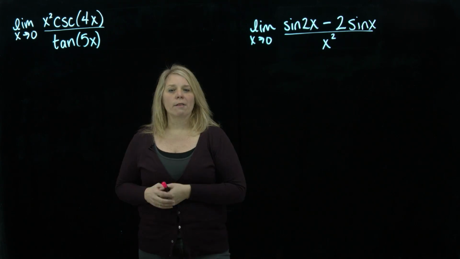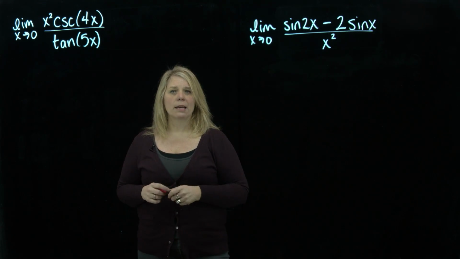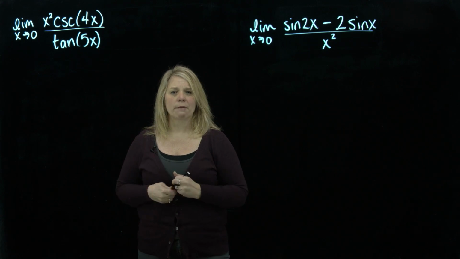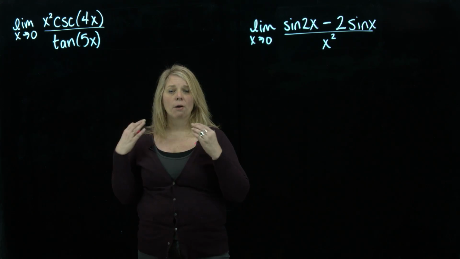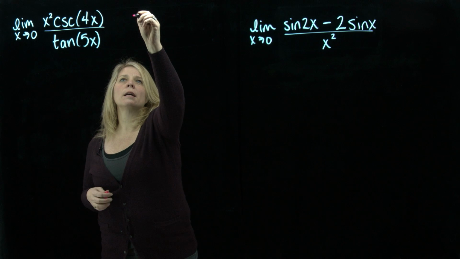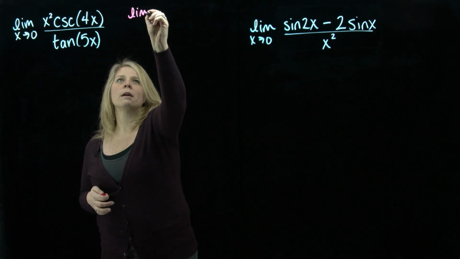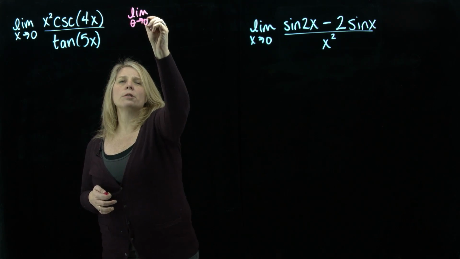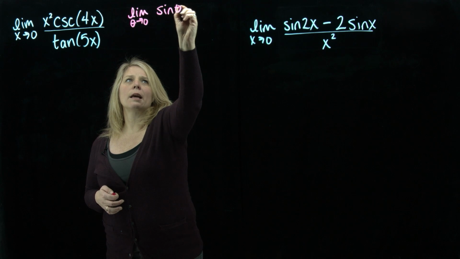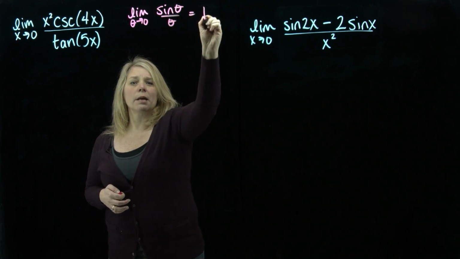And these both involve a lot of trig functions, so we might think a little bit about the special limits that we've already looked at. So we started with one special limit. I'm just going to write those both up here. The limit as theta approaches 0 of sine theta over theta, and that limit is 1.